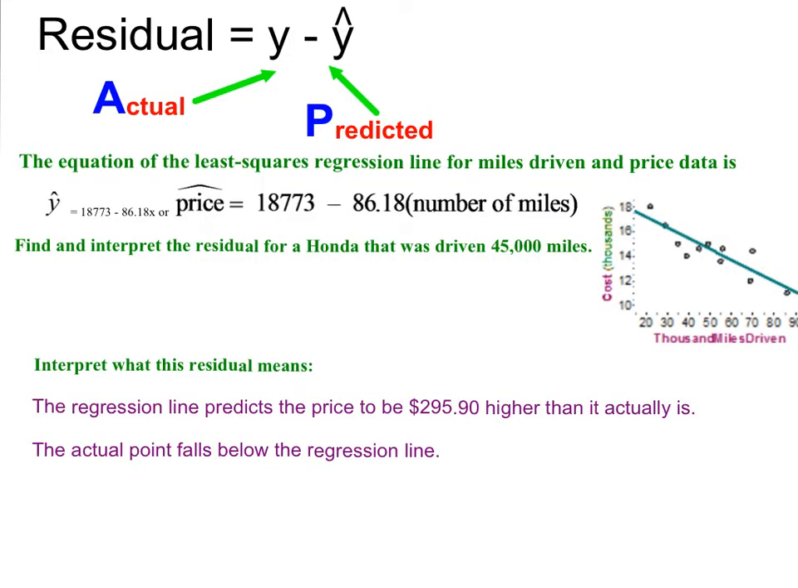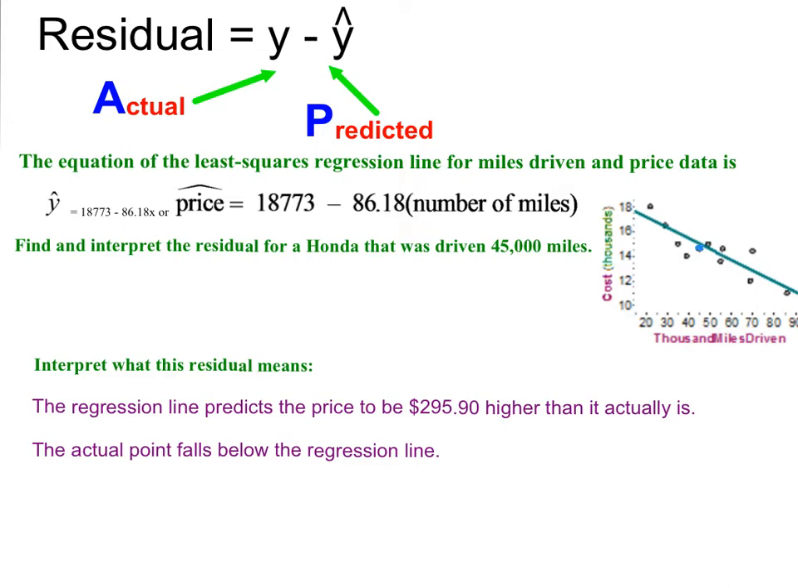Another really important topic is what we call a residual. A residual can be calculated for every single piece of data that we have. It's a relatively simple calculation. It's the actual piece of data minus the predicted.